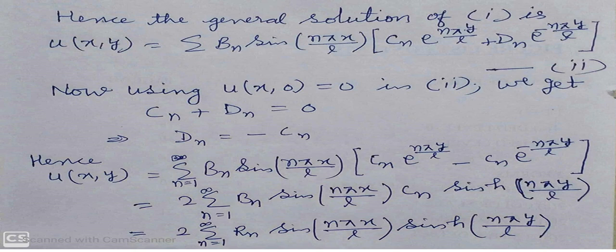So here the product of bn and cn can be replaced by rn, and we get u(x, y) equal to 2 times sigma rn sin(n pi x upon l) sinh(n pi y upon l). Now to get the final solution, we have to find out the value of rn.